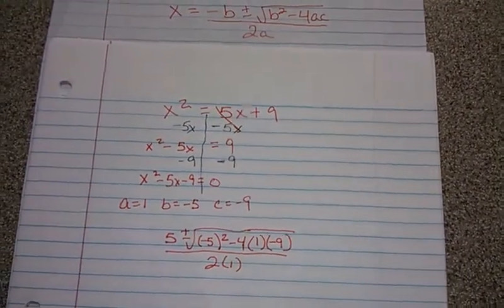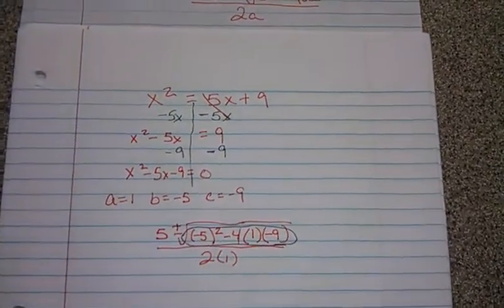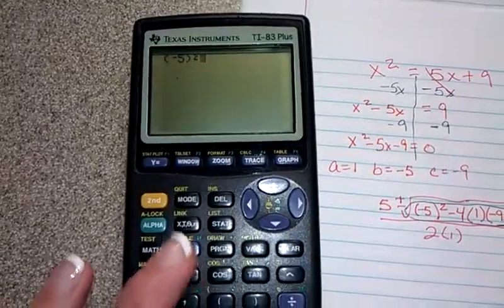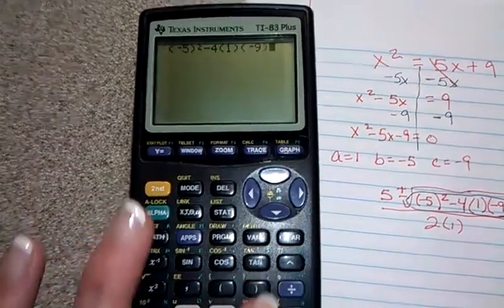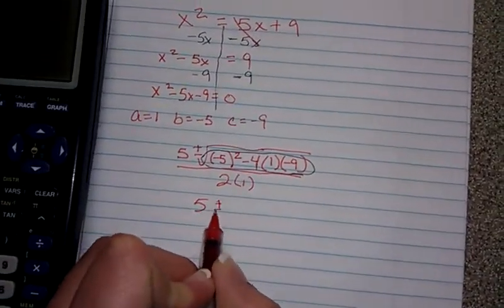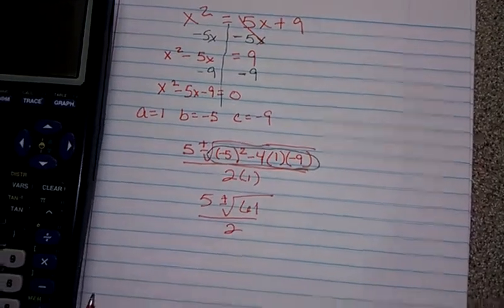Now, go to whatever's underneath the square root sign and find out that information first. So I have negative 5 squared minus 4 times 1 times negative 9. And I press enter. It is 61. So I will have 5 plus or minus the square root of 61. 2 times 1 is 2.